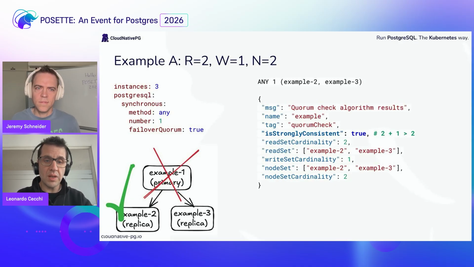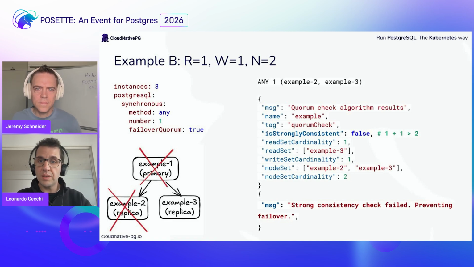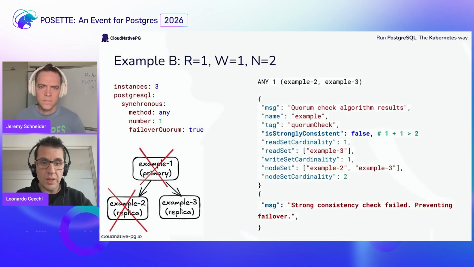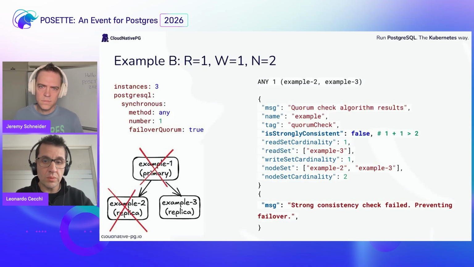Okay, so in the next slide, oh, this is bad. So what's happening now? We lost the primary and we lost the replica too. It is exactly the same scenario as before, but now, since we don't know whether it was example-2 or example-3 having all the transactions, it's not safe for us to failover. And you will see in the operator that message, strong consistency check failed, because now that magic formula is not correct, because 1 + 1 is not greater than 2.